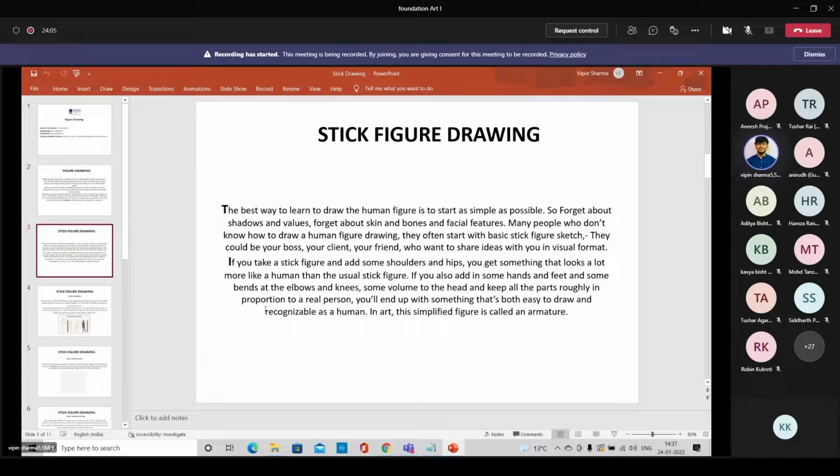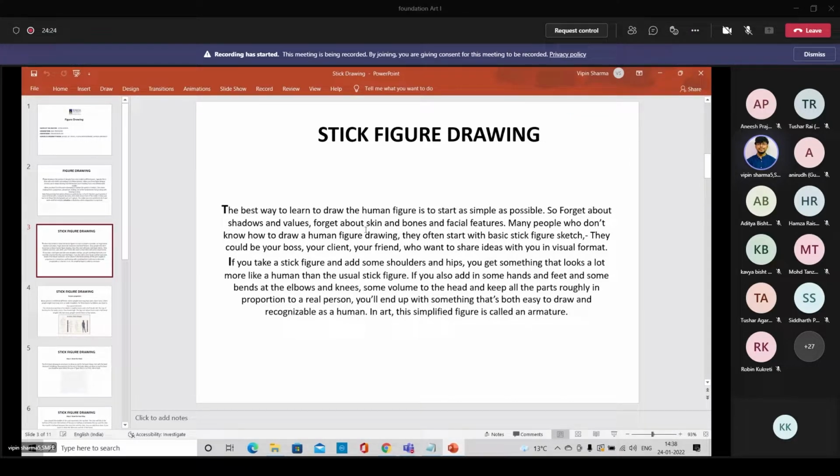Stick figure drawing. What exactly the beginning of the human figure drawing is begin with the stick figure. Stick figure, stick से मतलब होता है लाइन या लकड़ी या पत्ती या डंडी. So we can call it stick figure. The best way to learn to draw the human figure is to start as simple as possible. जितना easy हो सके उस easy possible way के साथ हम काम शुरू करते हैं.